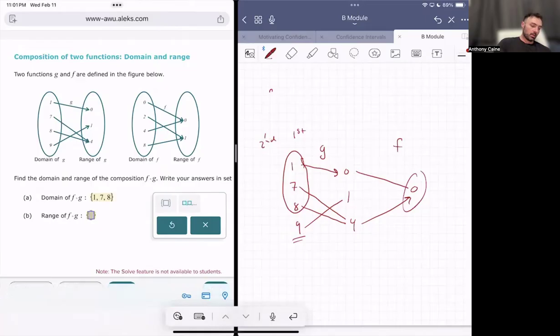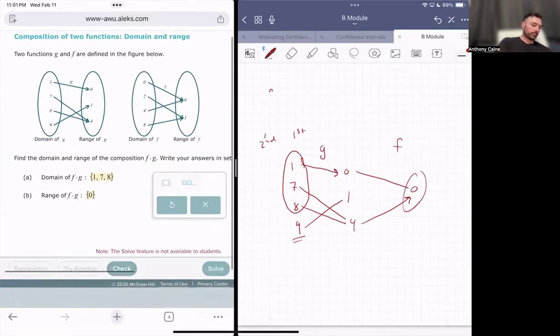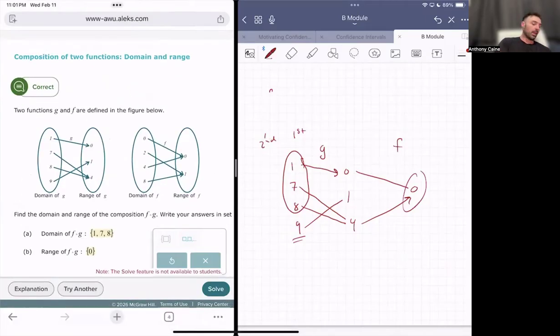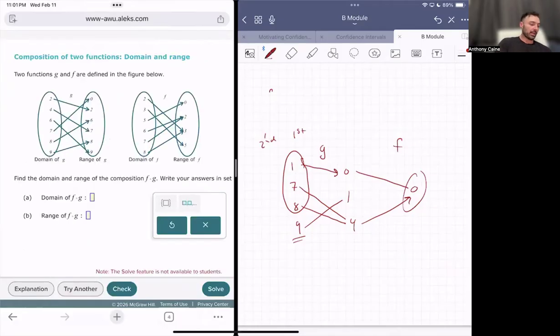Okay, thank you. Zero, let's check. There we go, cool. Let's try another. I imagine this might take a little bit of practice. Okay.